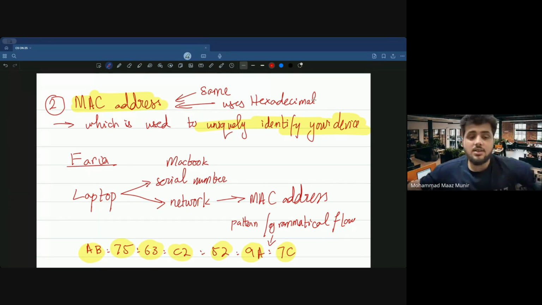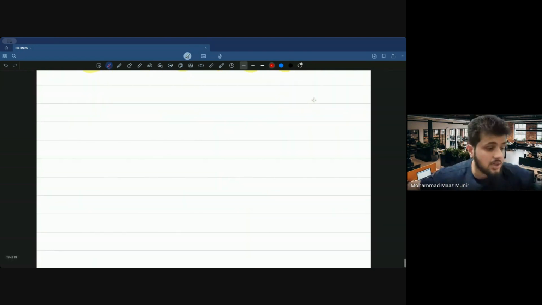Maybe MAC address or IP address, don't share it with anyone. Say these are some confidential information, so you are not supposed to show these things.